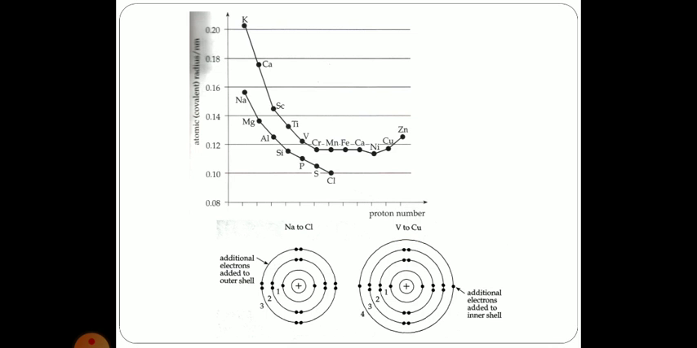Now if we look at both the figures which I have shown here, from sodium to chlorine additional electrons are added to the outer shell, and from vanadium to copper additional electrons are added to the inner shell. This is the main difference which you have to observe in these figures. This is very important for your better understanding. These two diagrams illustrate that concept.